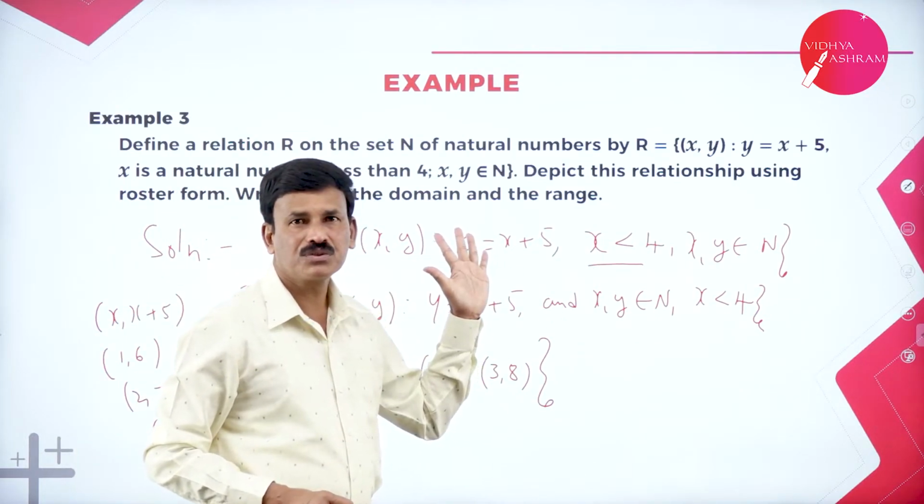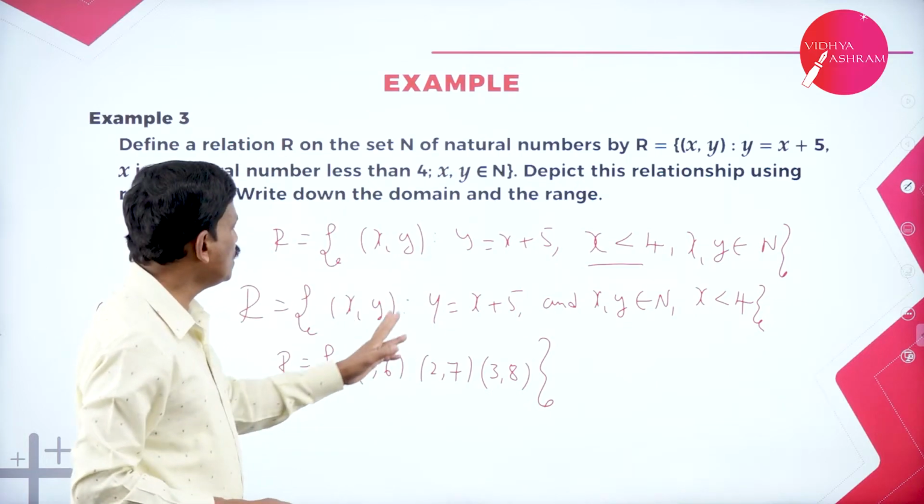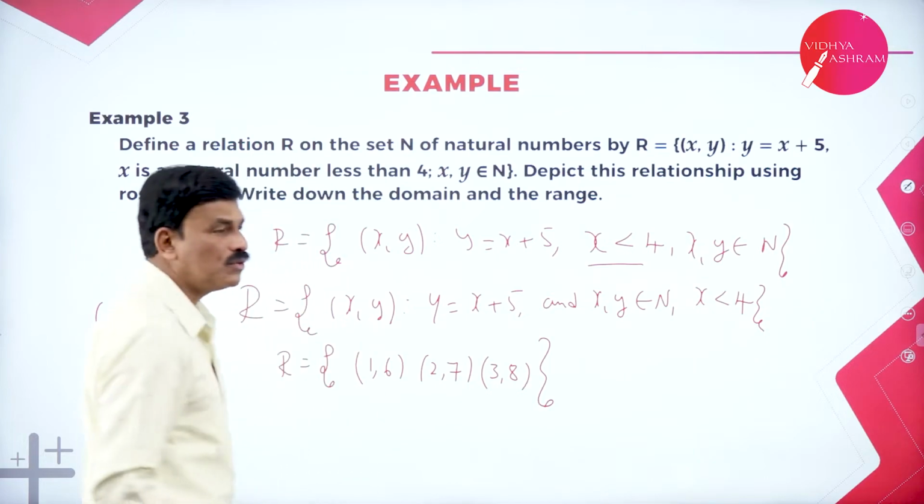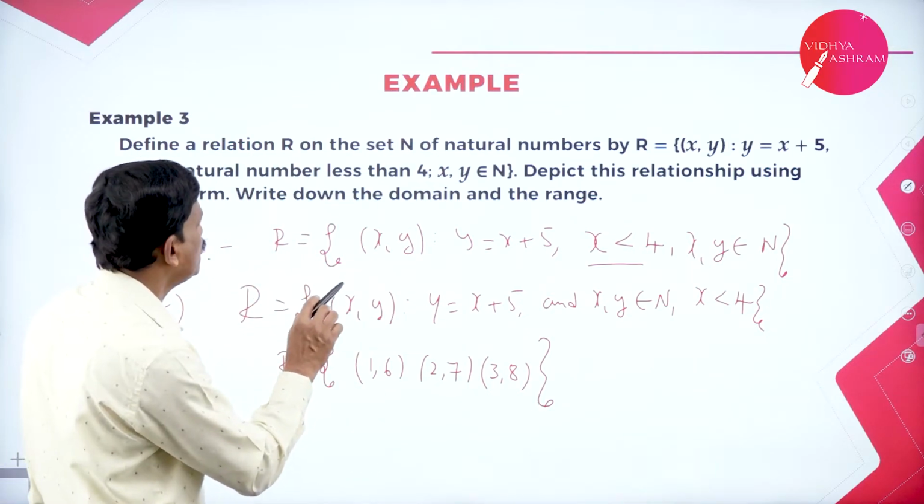X is less than 4. So therefore we can take the values of x from 1 to 3. That's all. Now what is to write? Write down the domain and the range.